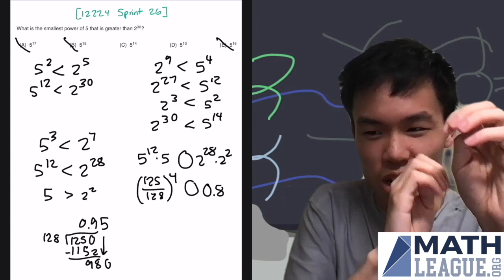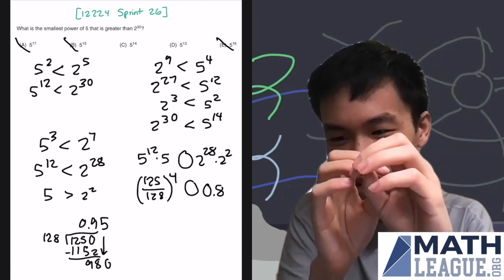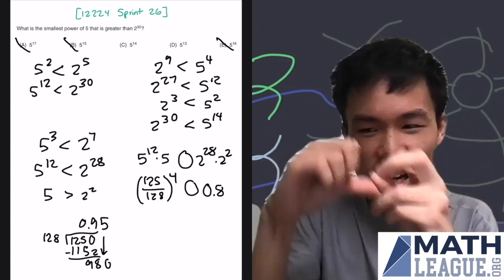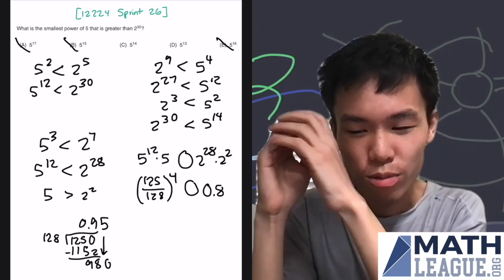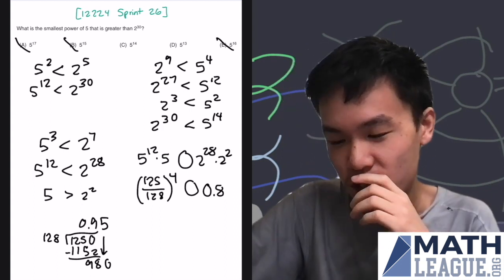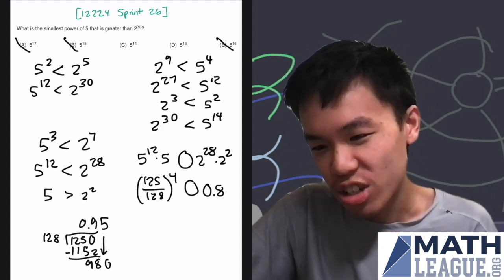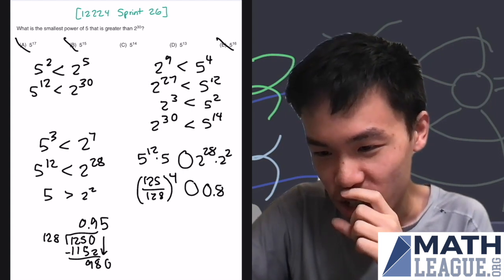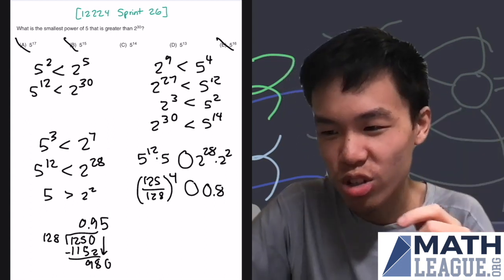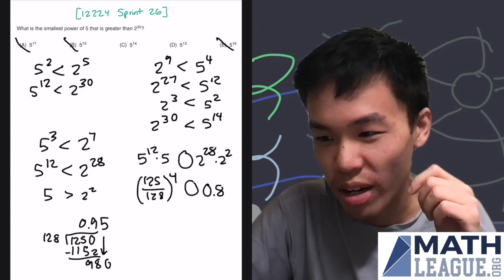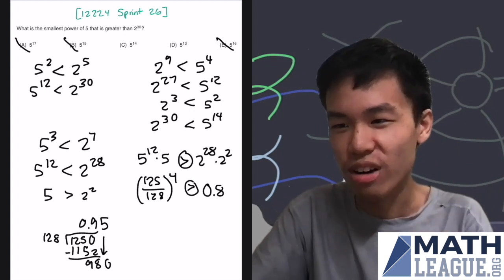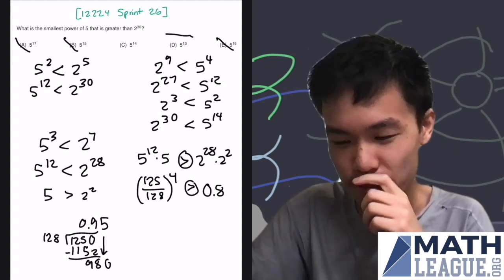And now that I know 125 over 128 is greater than 0.95, and then 0.95 squared would be a bit more than 0.9, and 0.9 squared would be greater than 0.81. And that is close enough. So fortunately, the actual bound is not 0.95. So I can say with good confidence that 125 over 128 to the power of 4 is greater than 0.8. And that makes all the difference to say that 5 to the power of 13 is the smallest power of 5 greater than 2 to the power of 30.